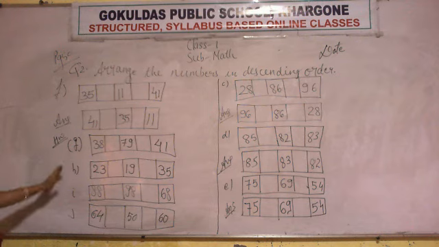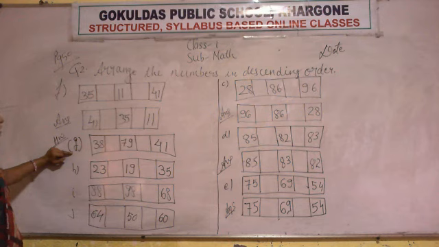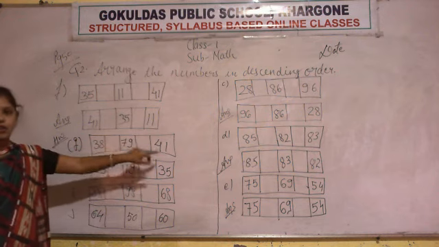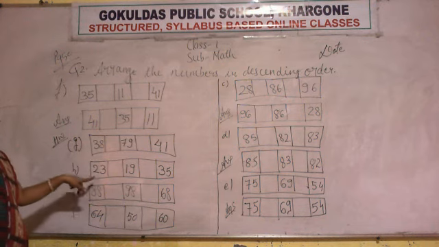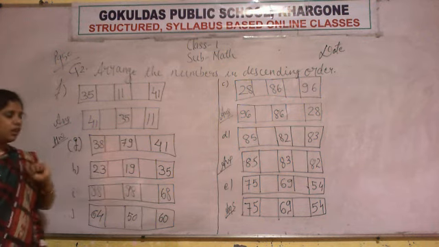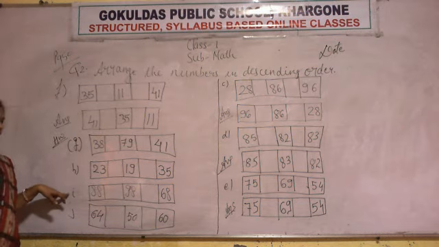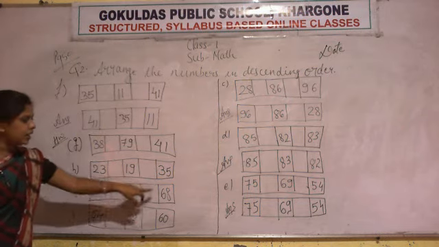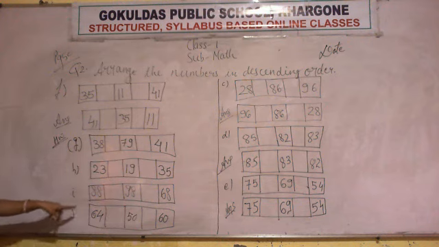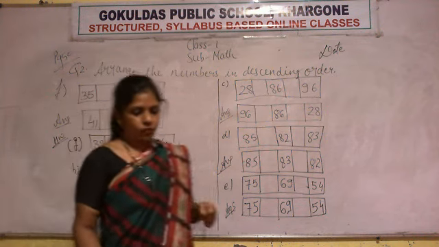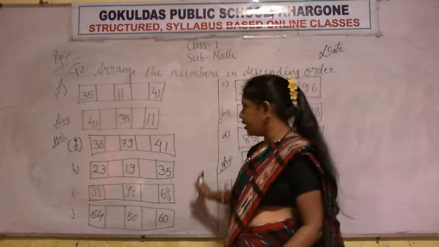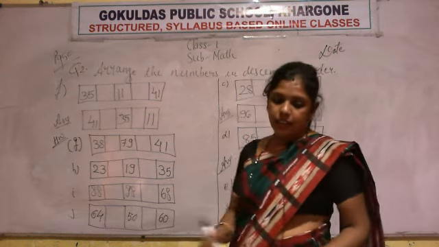So I am reading the homework questions for you. The numbers written at question G are 38, 79 and 41. The numbers written at question H are 23, 19 and 35. The numbers written at question I are 88, 98 and 68. And at J, the numbers are 64, 50 and 60. Okay. So 4 questions I have given you for homework. All of you do the homework and arrange these numbers in descending order.